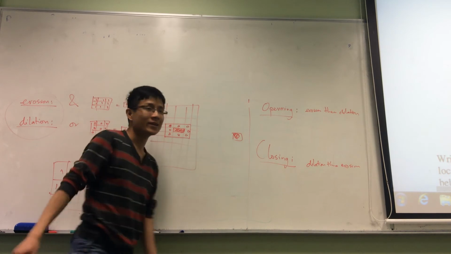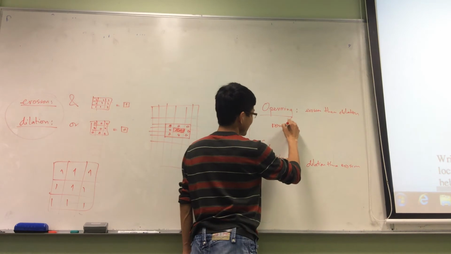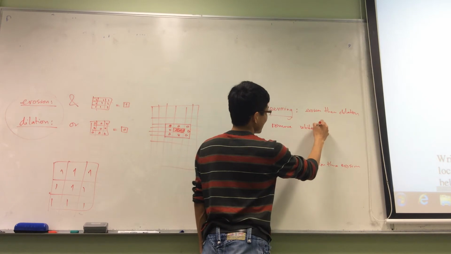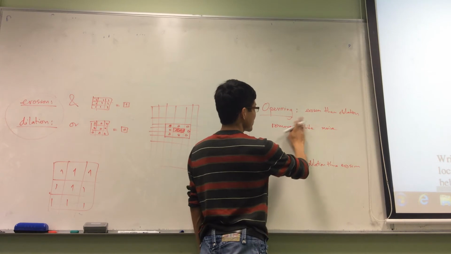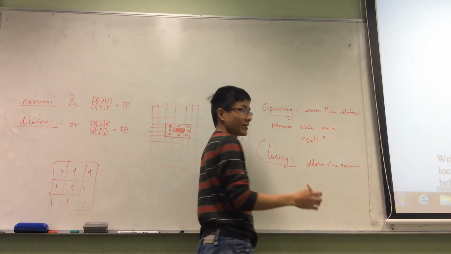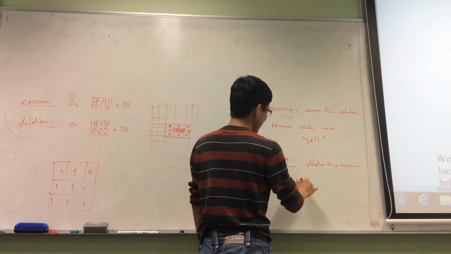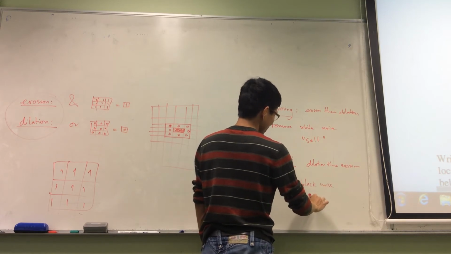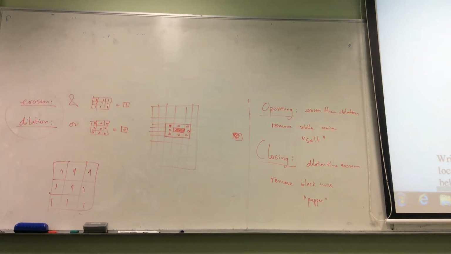Why am I going to do opening? Opening will remove the ones, remove the white noise. The white noise we call salt, because salt is white. Salt noise. This one is the opposite: it removes black noise, and we call this pepper. Salt and pepper. One removes the salt noise, one removes the pepper noise, because they are opposite things.